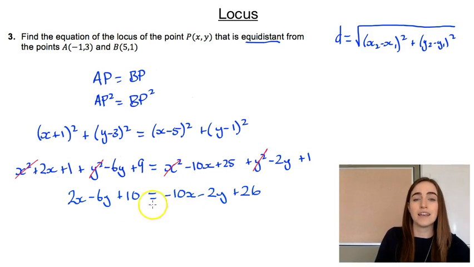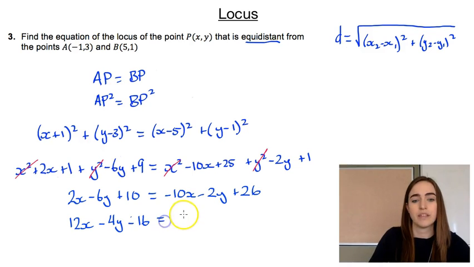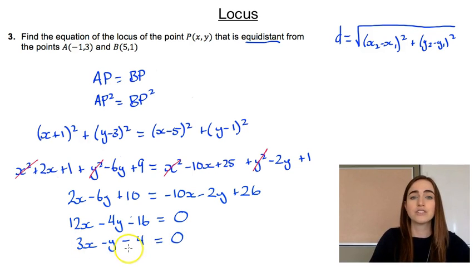So if we add 10x to both sides, we're going to have 12x. If we add 2y to both sides, we'll have -4y. And if we subtract 26 from both sides, we'll have -16. So that's equal to 0 now. And the last little thing we can do is simplify that down because they all have a common factor of 4. We can divide through by 4. So we'll end up with 3x - y - 4 = 0. So that's the equation of all the points that are equidistant from A and B.